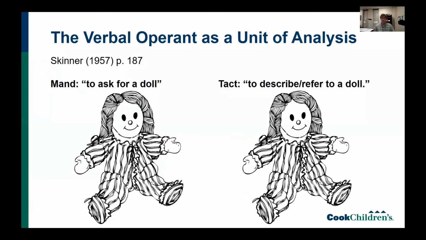Skinner says that in the terminology of meaning, we say that the word doll is used at one time to ask for a doll, and at another to describe or refer to a doll. When the response doll has been acquired as a mand, however, we do not expect that the child then spontaneously possesses a corresponding tact of similar form. If we find both types of operants in the repertoire of the child, we must account for them separately.